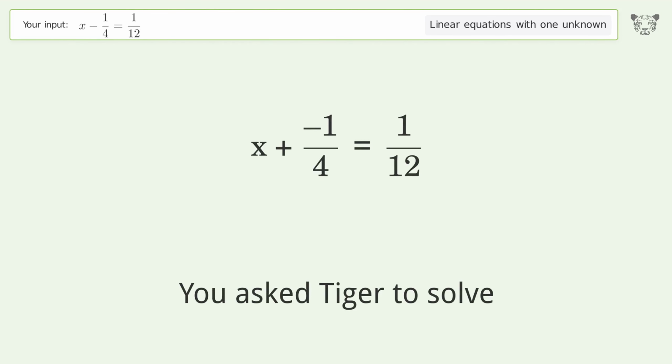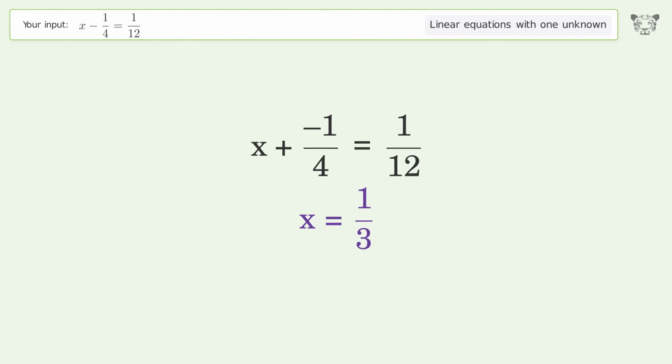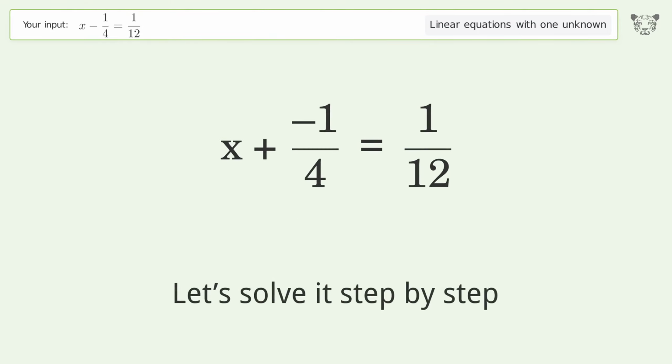You ask Tiger to solve. This deals with linear equations with one unknown. The final result is x equals 1 over 3. Let's solve it step by step.